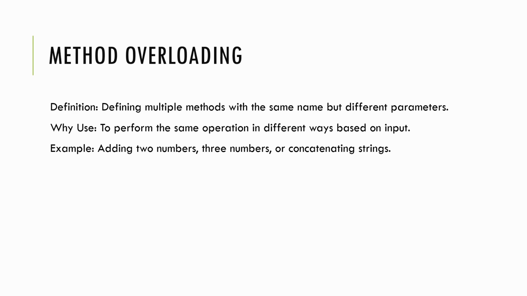Method overloading allows us to define multiple methods with the same name but with different parameters. This is useful when we need to perform the same operation in different ways based on the input. For example, you could have a method to add two numbers, another to add three numbers, or even a method to concatenate strings. While Python does not support traditional overloading, it allows us to achieve similar behavior by using default or variable length arguments.